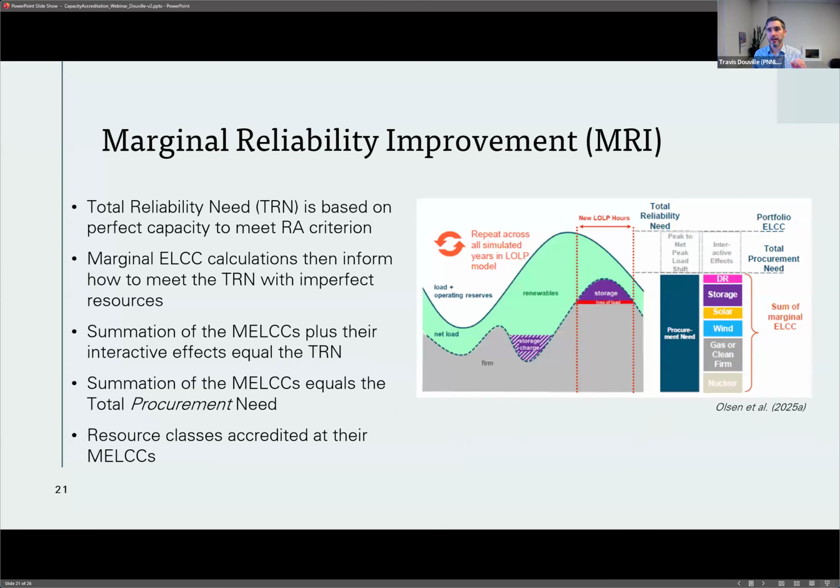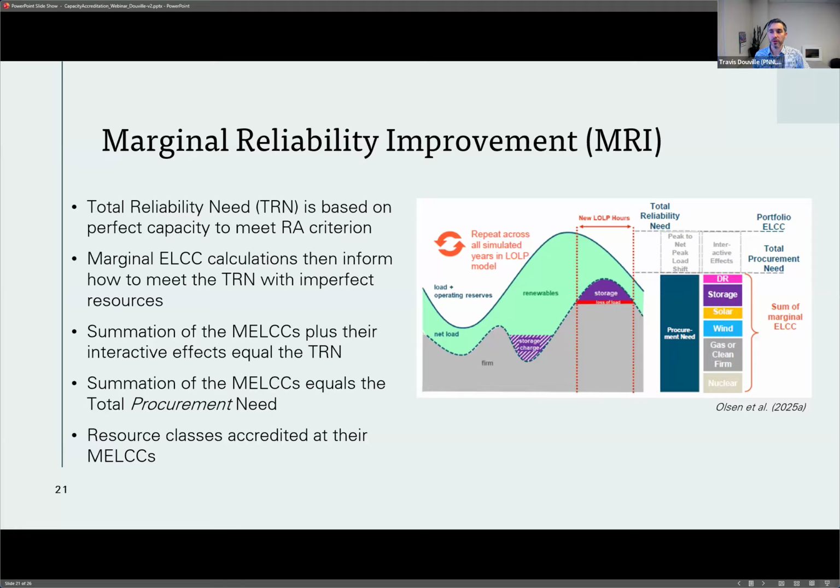A little bit more of a deep dive into how this marginal reliability improvement method could work. First, there is a total reliability need, which is based on the perfect capacity needed to meet the relevant resource adequacy criterion. But that's different than the total procurement need, which is the amount of resources that need to be procured to meet the critical periods which increasingly occur off-peak. The total procurement need is largely a function of the penetration of variable and energy-limited resources.